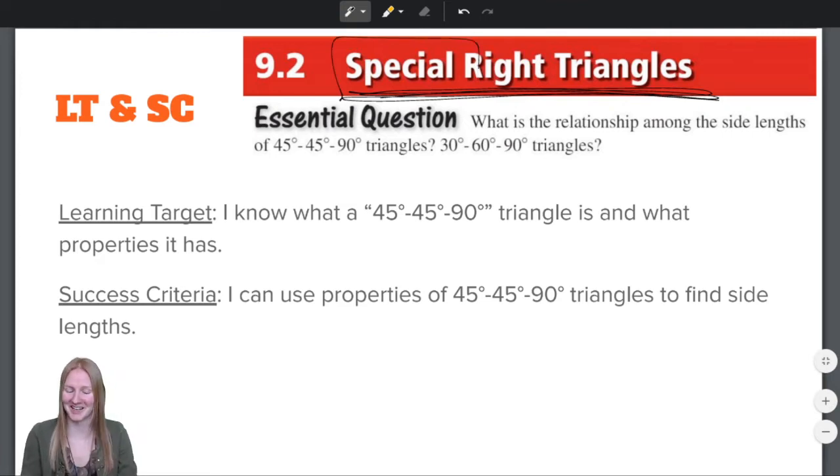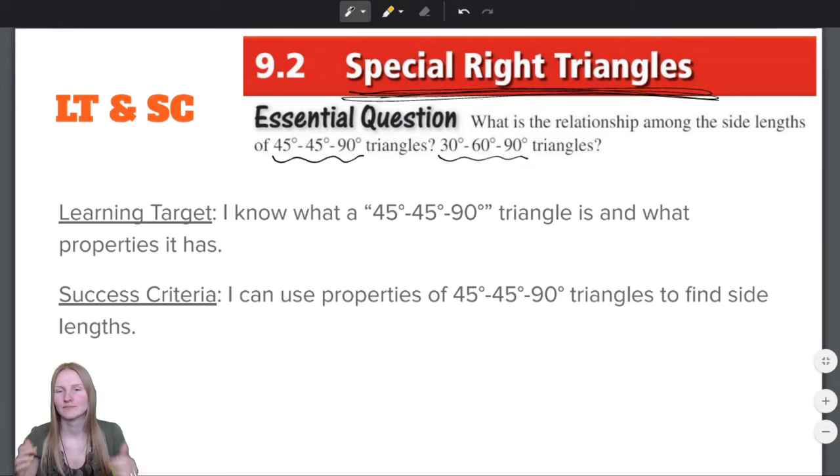There are two different special right triangles that we're going to look at. In this video, we are going to look at the 45 degrees, 45 degrees, 90 degrees triangle. And in the next video, we're going to look at the 30 degrees, 60 degrees, 90 degrees triangle. And typically we just shorten this to 45, 45, 90, instead of saying the word degrees over and over again.